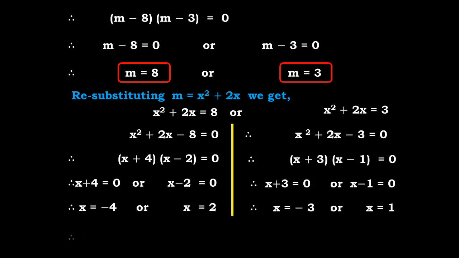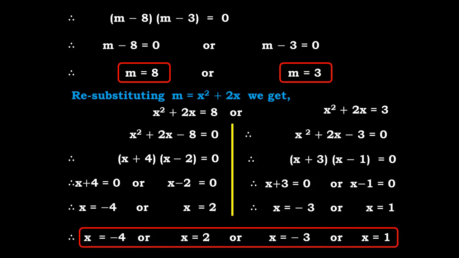That means we have 4 values for x. x is equal to minus 4 or x is equal to 2 or x is equal to minus 3 or x is equal to 1.